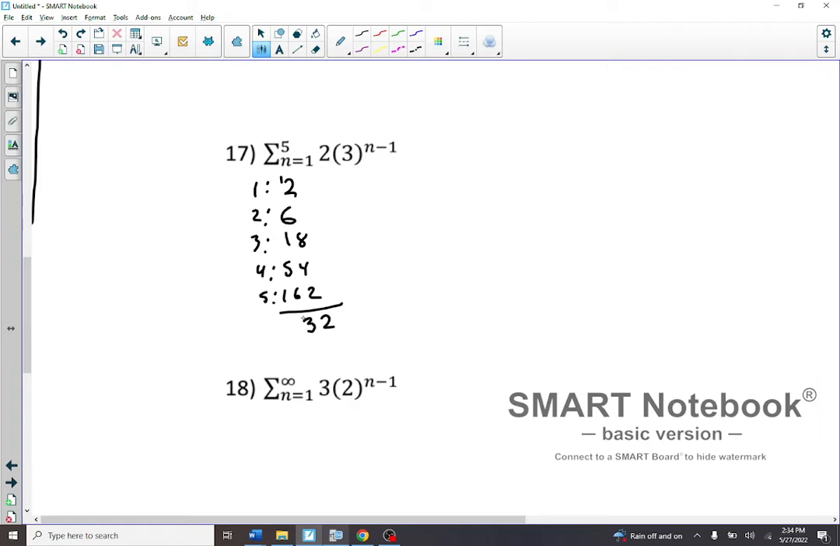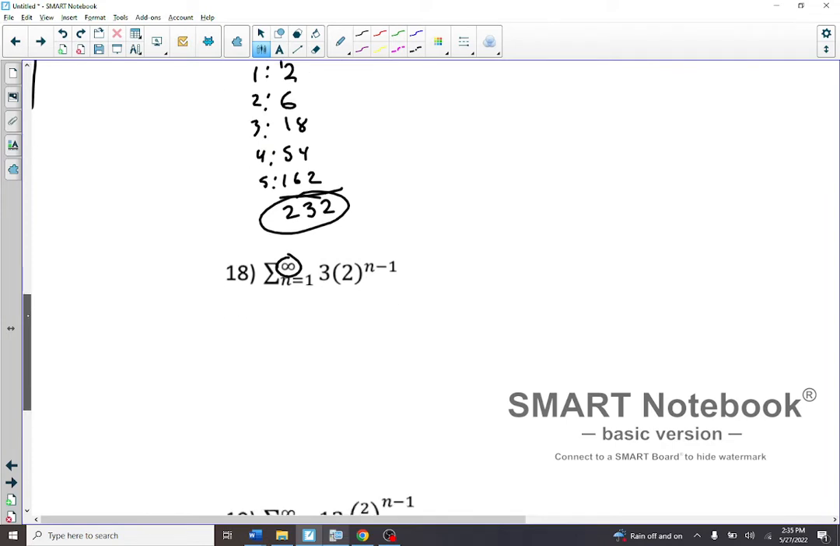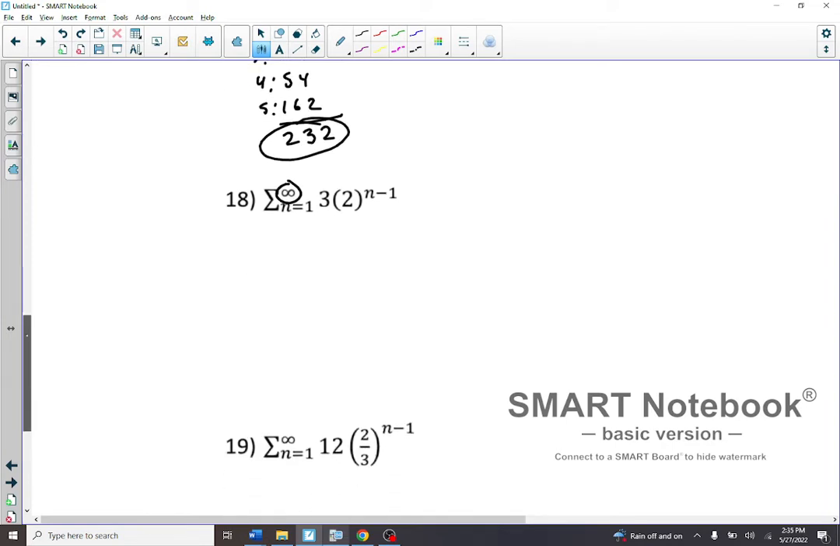12, 13, carry the 1, 2. So 232 is the answer there. So you can always just expand it. Now here, you're going to be like, yo, infinity. I can't do infinity. Plus your calculator can't do infinity. So what are we going to do here?